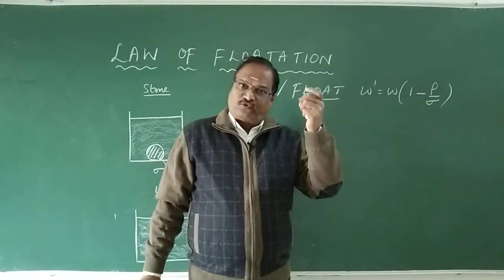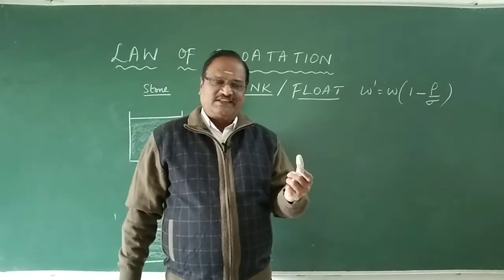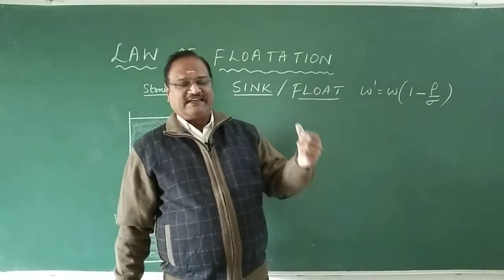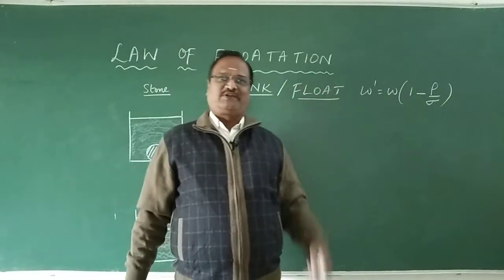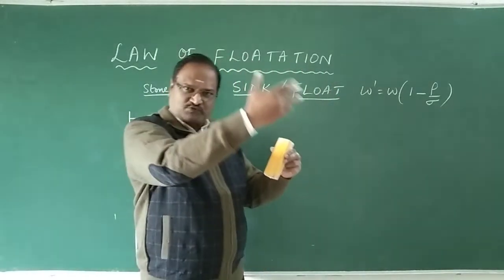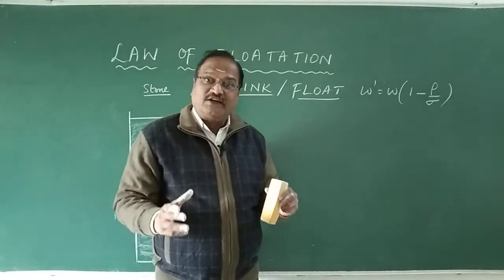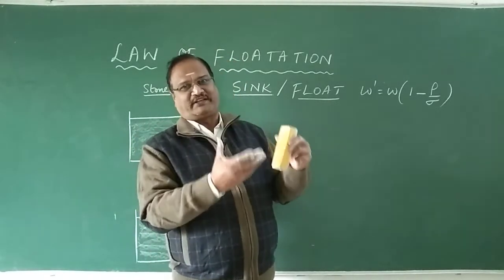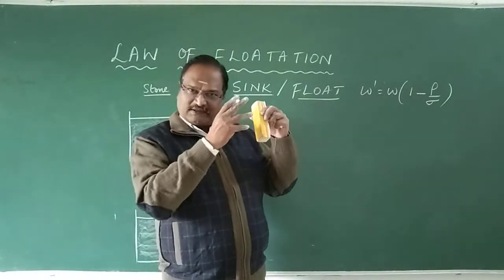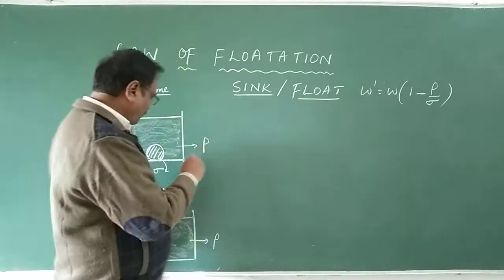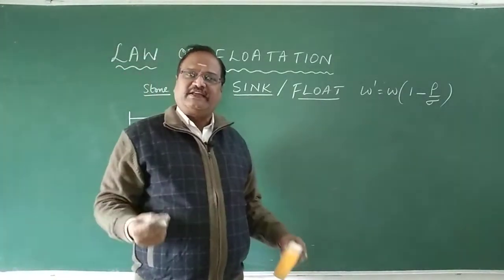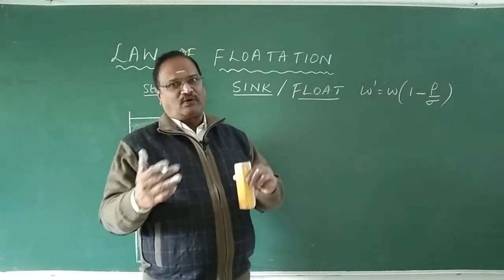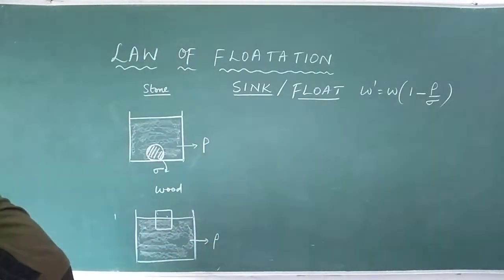Your body will float when the weight of the body is less than the weight of the liquid displaced. That means the amount of liquid displaced should be more than the weight of the body. That means the weight of the body is less. In that case, the body will float. Either it should be equal or it should be less. Okay, equal to or less. How can I do that, which I am going to tell you now?